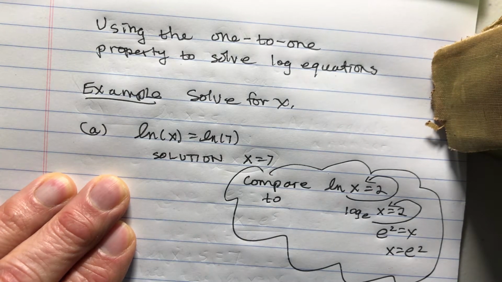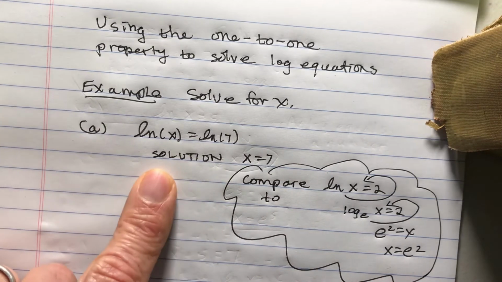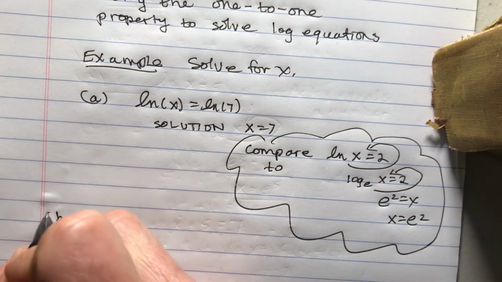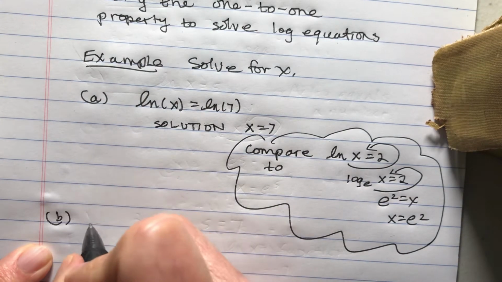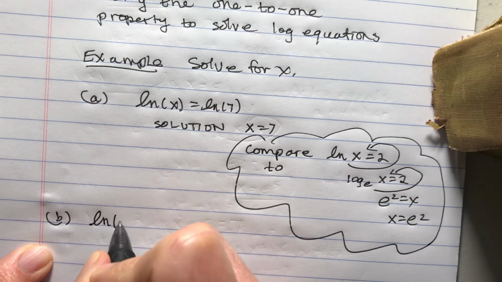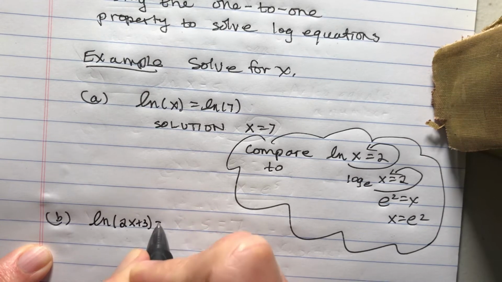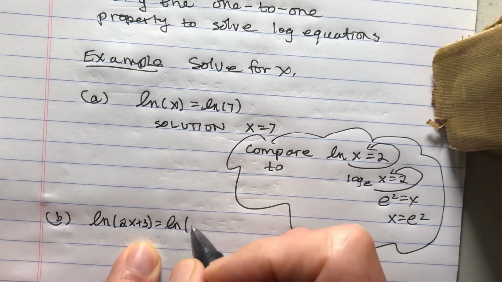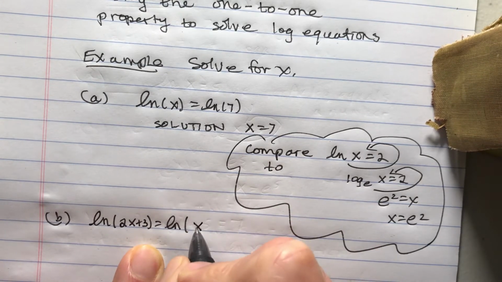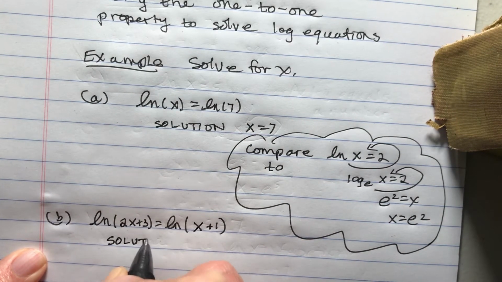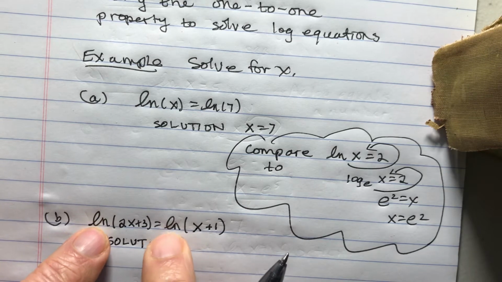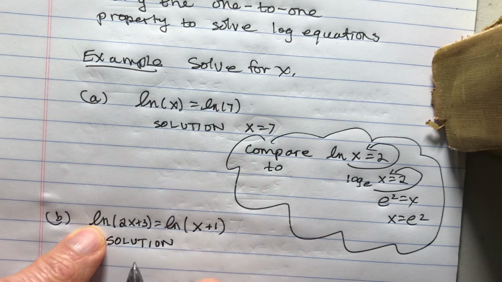And the truth is that if you get this one, you can sort of get all of them. There's just more algebra involved for other ones. So let's go ahead and try this out. Let's write ln of 2x plus 3 equals ln of x plus 1. So the solution is that we use the one-to-one property, and the logarithms sort of disappear or cancel out.